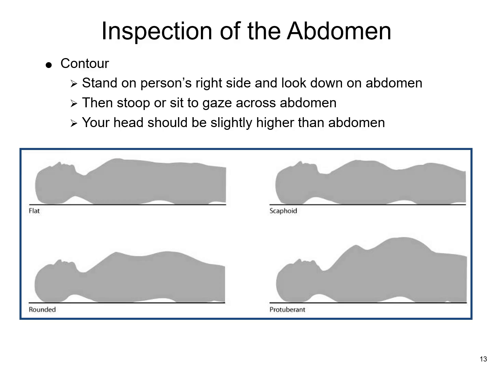And the last one is protuberant. This is a very extended abdomen. It's going to be very extended. It's going to be very firm when you palpate it. Again, this can be caused from just being overweight, obesity. It could be from a disease process.